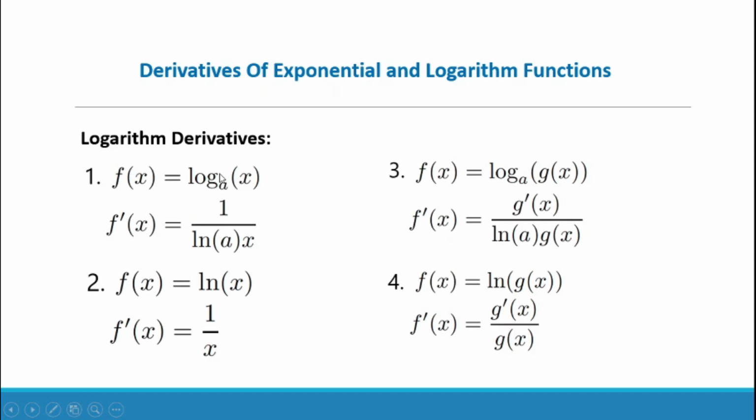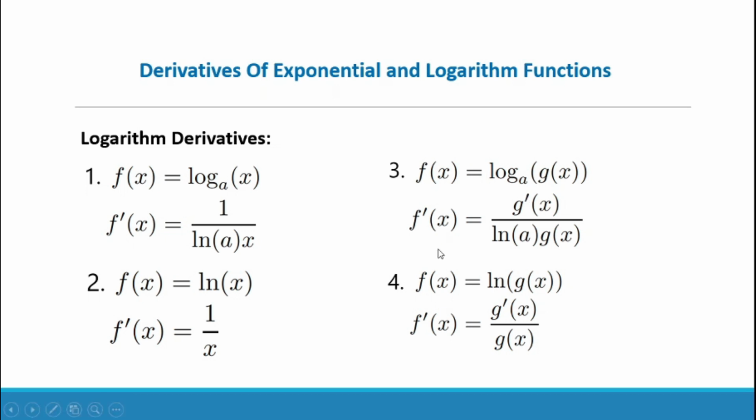Logarithm derivatives. Number one, f(x) = log base a of x, and the derivative f'(x) = 1 all over ln(a) multiplied by x. Number two, f(x) = ln(x), and the derivative f'(x) = 1 over x.